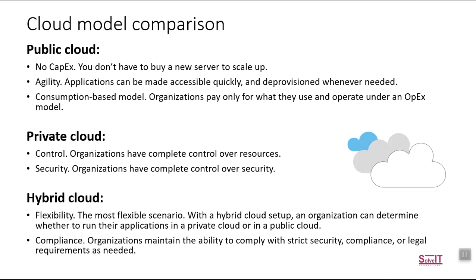Private cloud is where an organization has complete control over the resources and their security. I'm not saying that there is no security in the private cloud, but the security model is shared. There's a slide that highlights this later on, but the security is kind of shared between the hosting provider and the customer. The hybrid cloud is the one where you get the most flexibility because you can determine which applications you want to run in your data center and which application you want to run in a public cloud. And that also allows you to comply with the compliance or legal requirements that your organization is subjected to.